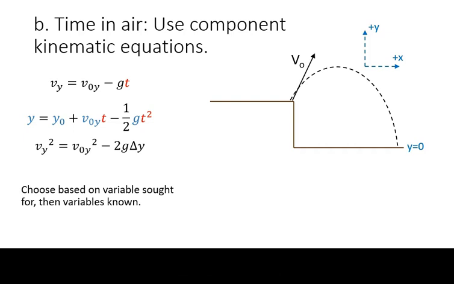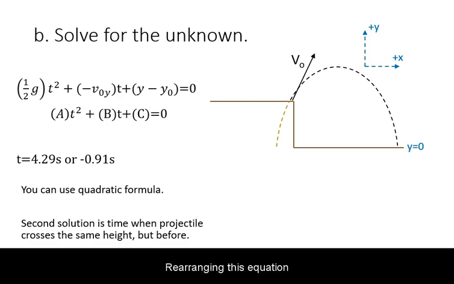For total time in the air, there are two strategies. In the first one, again, we identify the equations that have the unknown variable. Then we narrow down the equation by looking at what variables are known. Rearranging this equation will give us a quadratic equation, and we can use the quadratic formula to solve it. This will give us two solutions.